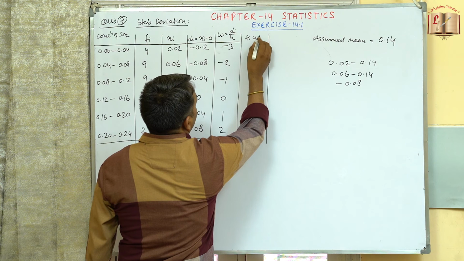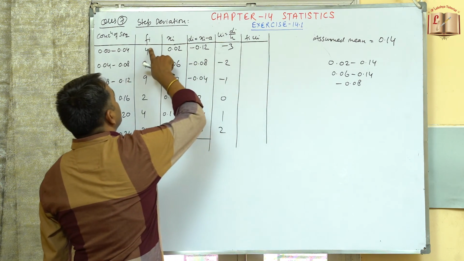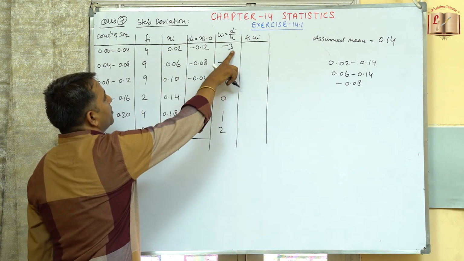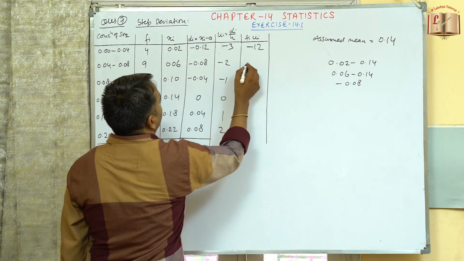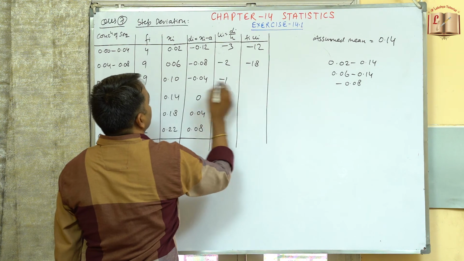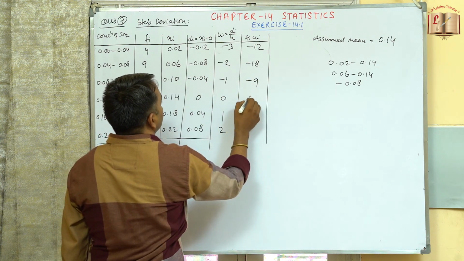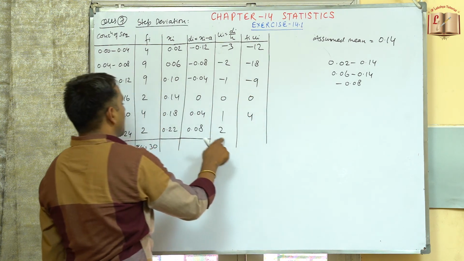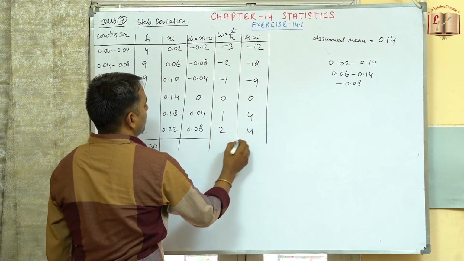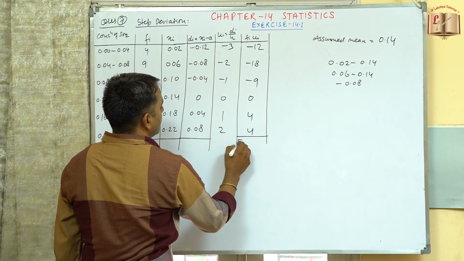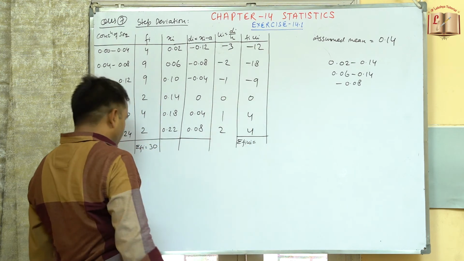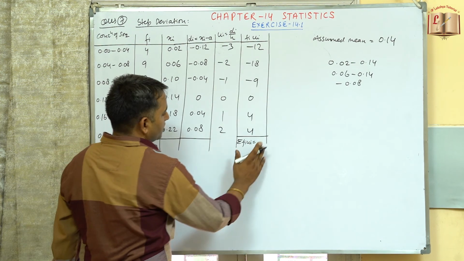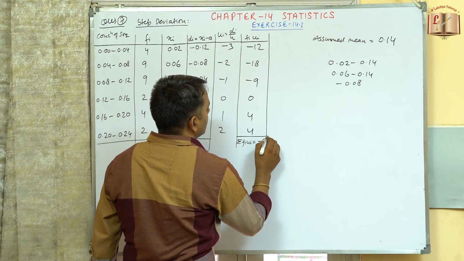Fi into Ui. So Fi is 4 and Ui is minus 3. So this will be minus 12, and here it will be minus 18, and here minus 8, 9, then 0, then 4, and 2 into 2 will be 4. Now we can calculate sigma Fi Ui. We can add up all of this, so this will be equal to minus 31.